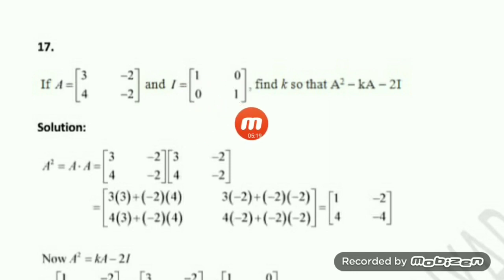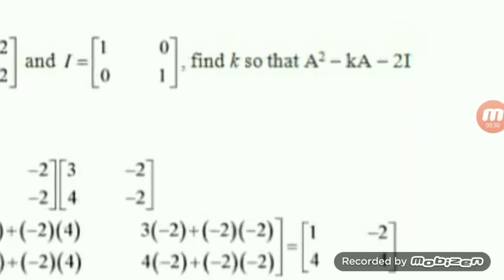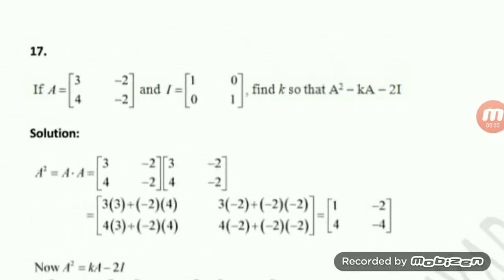Sometimes I is not given. Find the value of K such that A square minus K A is equal to 2I, or A square is equal to K A minus 2I. It should be equal, okay? It's not minus. Okay, let us write down the solution here.